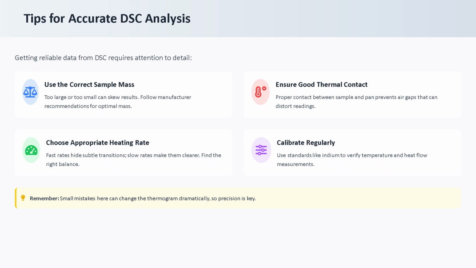To get reliable DSC results, attention to detail is essential. Always use the correct sample mass. Too much or too little material can distort results. Ensure good thermal contact between the sample and the pan to avoid air gaps. Choose an appropriate heating rate. Slower rates reveal more details, while faster rates may hide subtle transitions. Regular calibration using standards like indium ensures accurate temperature and heat flow measurements. Small errors can significantly change the thermogram, so precision is key.